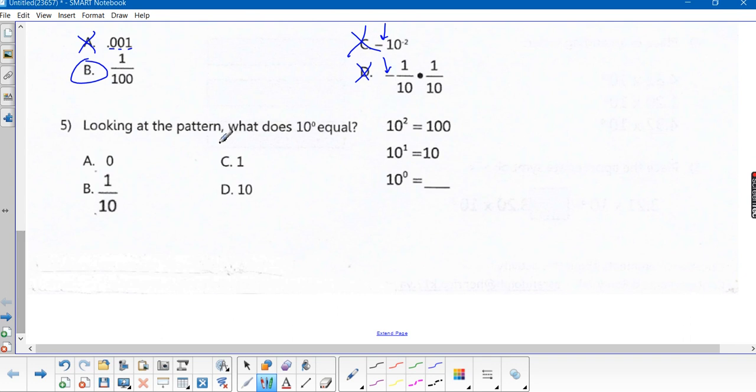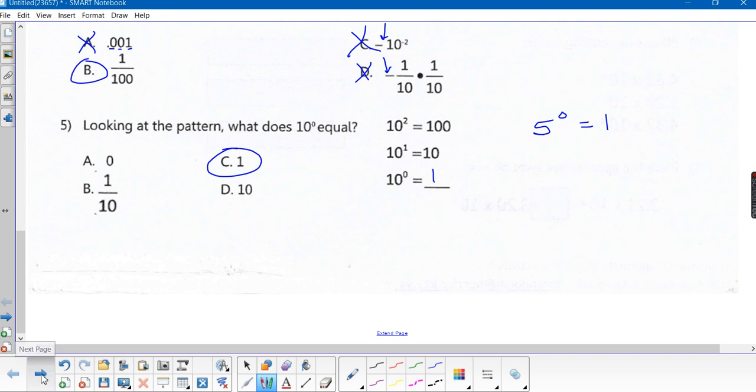Number 5 says, looking at the pattern, what is 10 to the 0 power equal to? It is going to be 1, because any number to the 0 power is equal to 1. And you can see the pattern, what happens here. But just so you know, it wouldn't matter if it was a base of 5 to the 0 power, it's still equal to 1. Any number to the power of 0 is equal to 1 except 0.